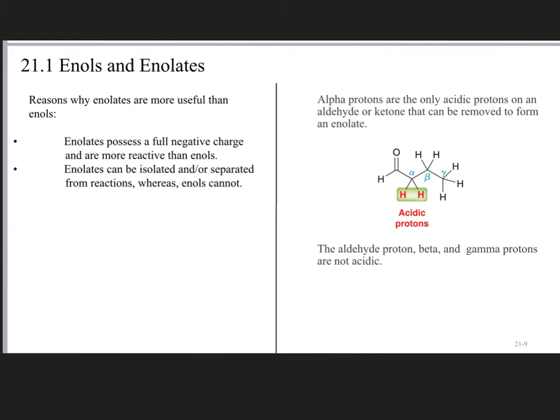A couple of reasons. Enolates possess a full negative charge, therefore they're much more reactive than enols are. Enolates can also be isolated or separated away from reactions as an intermediate, whereas enols cannot be separated. It's also important to mention that alpha protons are the only acidic protons on the aldehyde or ketone that can be removed to form an enolate.